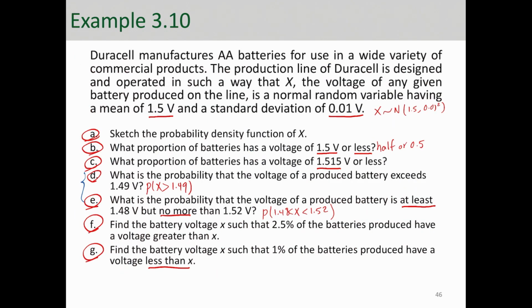So I hope this example helped you to make the transformation from a non-standard normal random variable to a standard normal random variable and use the z-table to calculate probabilities.